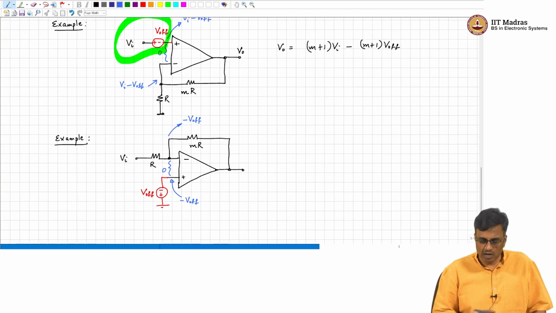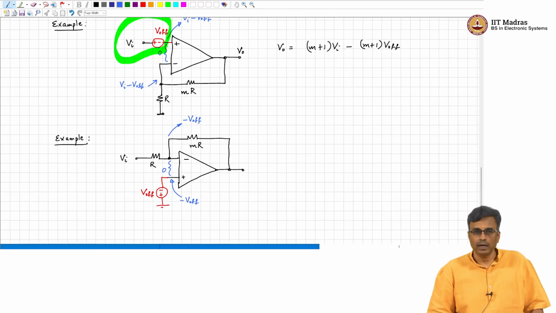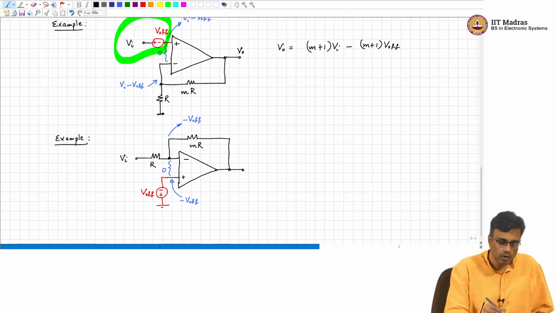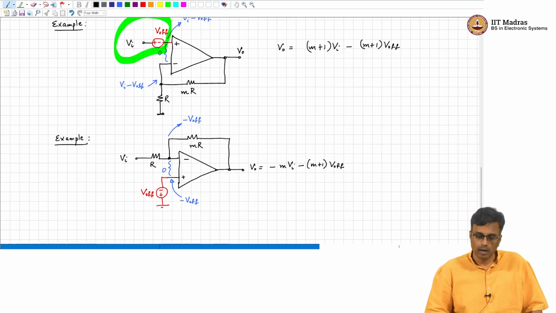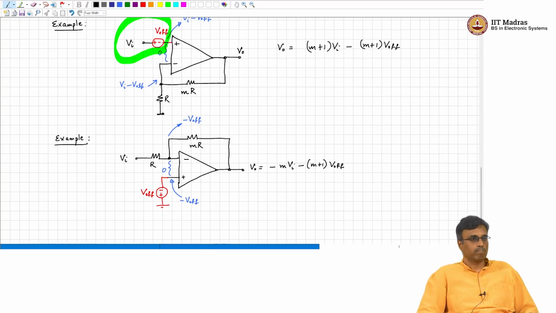You can use superposition if you want. So, if you assume V offset is 0, what is the output voltage? Minus m times V I. If you assume V I is 0, what is the gain from the offset to the output? Minus of (m plus 1) times V offset. Does that make sense? All right.